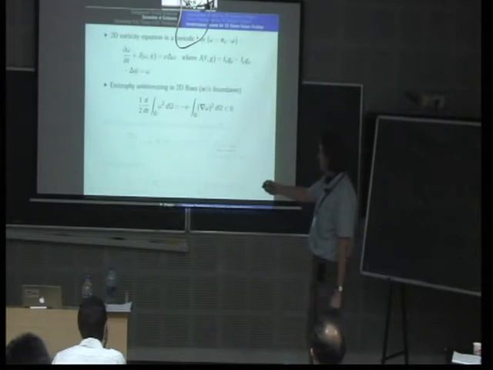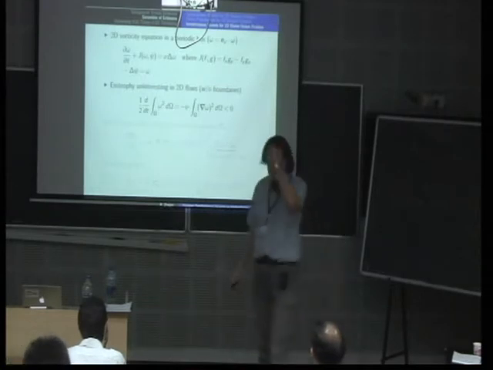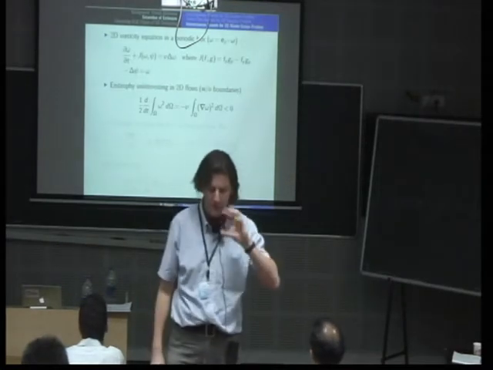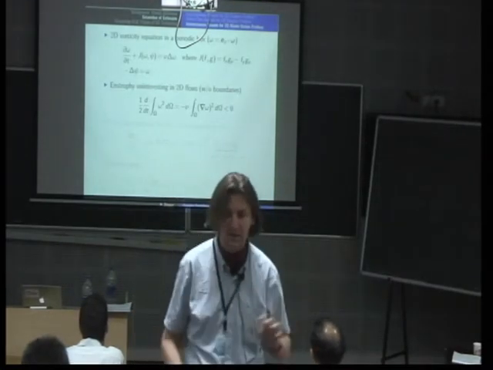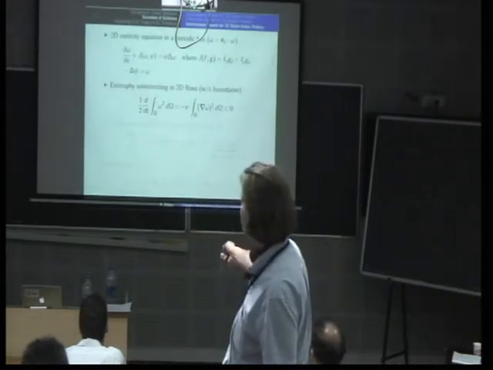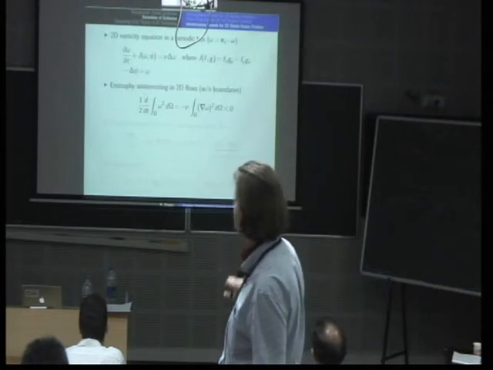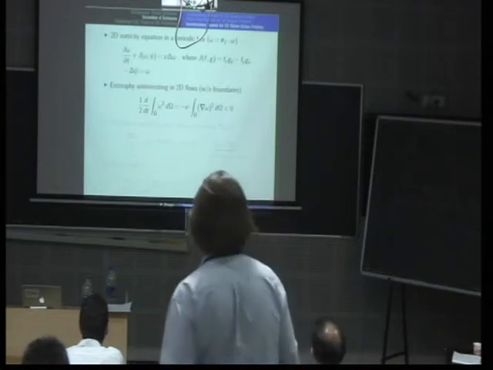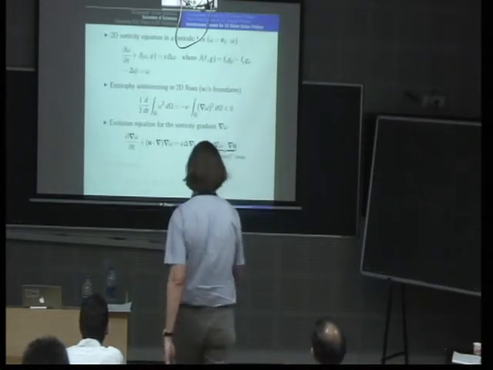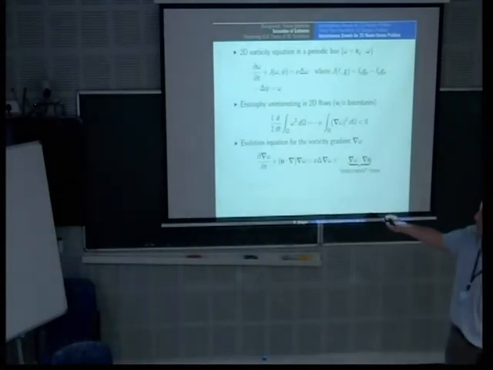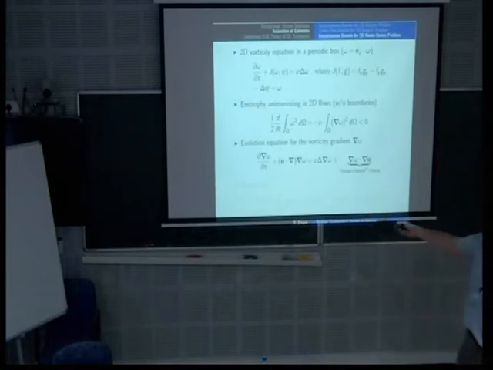Now, entropy in 2D, for flows on a periodic or unbounded domain, is uninteresting. Because of the absence of the so-called vortex stretching term, entropy can only decrease. Entropy cannot grow, so it's trivial. Now, things become more interesting if you look at the evolution of the gradient of vorticity. You obtain the equation just by applying the gradient to this expression here.